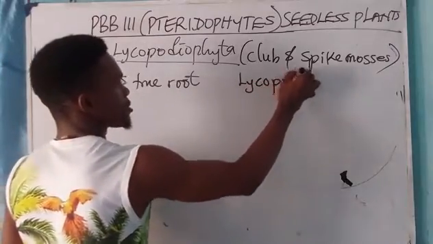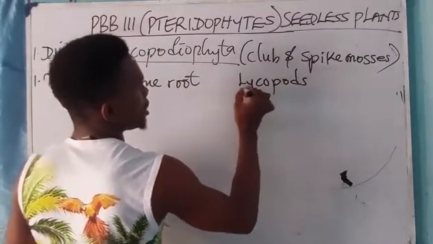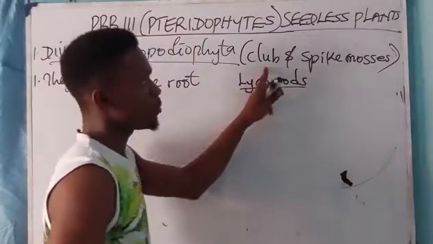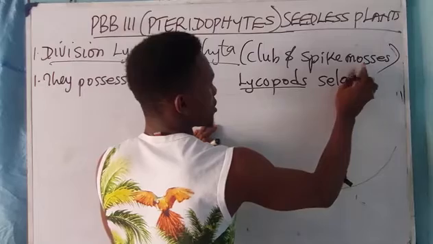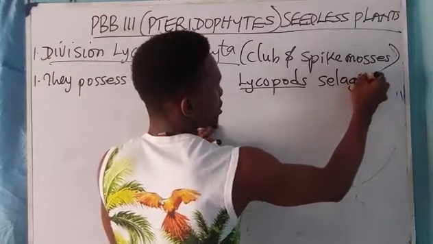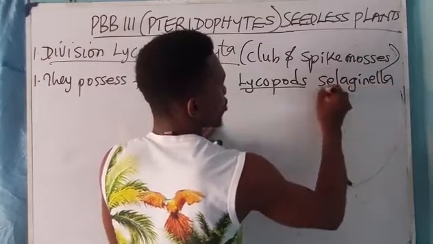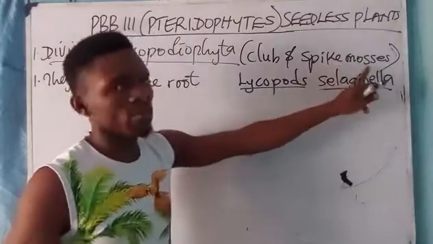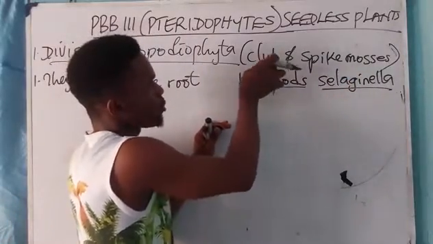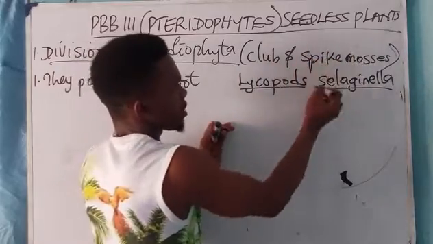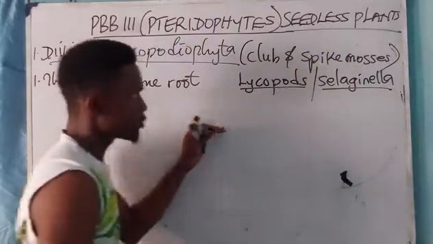Let me differentiate. The lycopods are called club mosses, while the Selaginella are called what? The spike mosses. The lycopods are called club mosses, while the spike mosses are called what? The Selaginella. Take note of that.